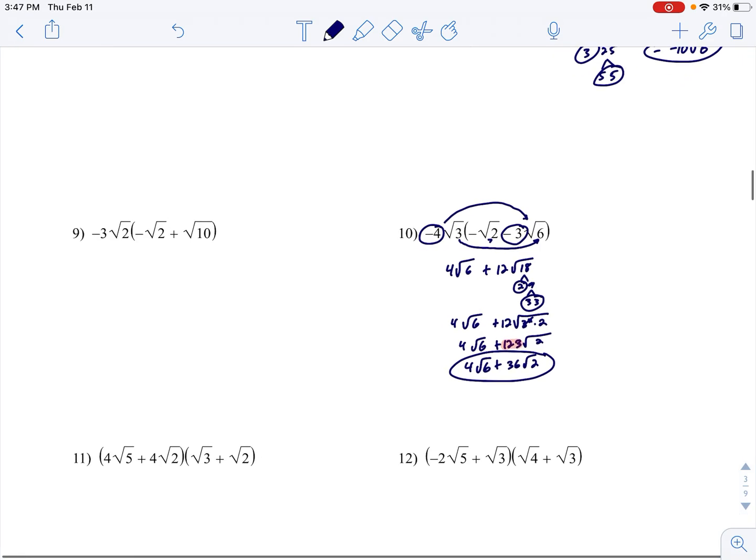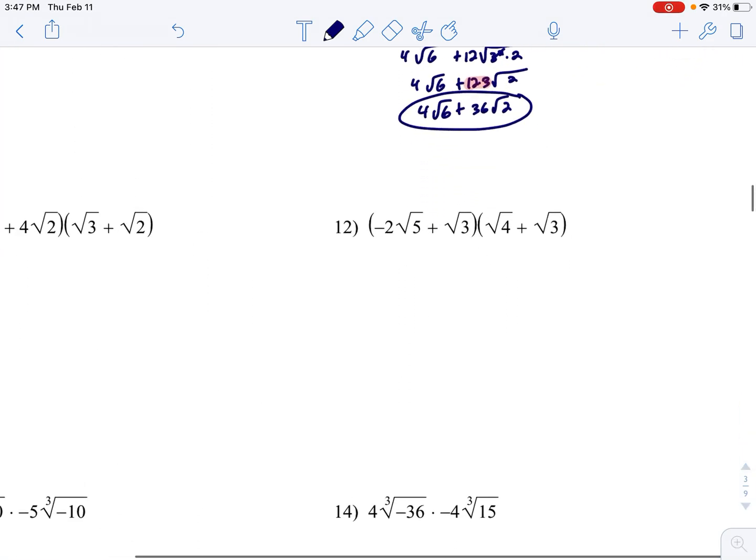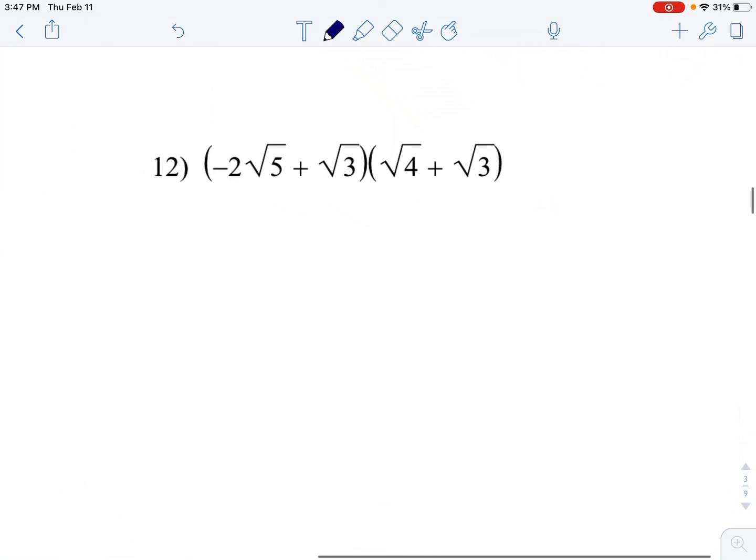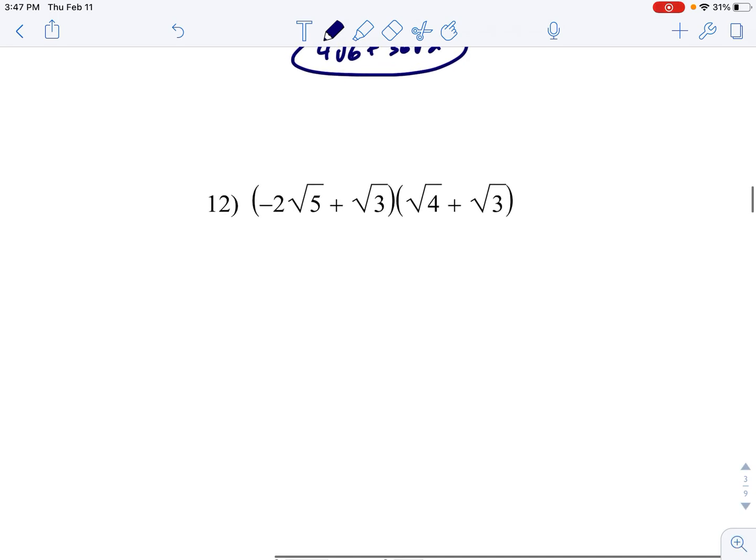Got it. Okay, good. Number 12. Number 12 is not going to be fun. This is a FOIL problem. We have to multiply first, outside, inside, last. Okay, let's do this. Well, wait.